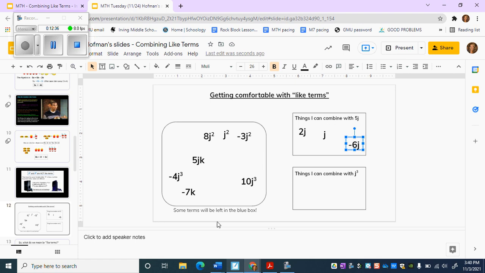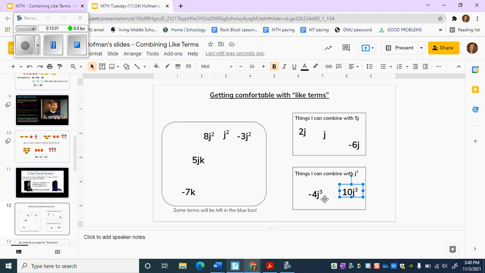Okay? Now, for the next one, we have a J cubed. So anything else that has a J cubed can get combined. I already have one of them in this box. Now I have this negative 4J cubed, and I have a 10J cubed. So if you guys saw one of them, and then these 10 of them, that's 11J cubes.